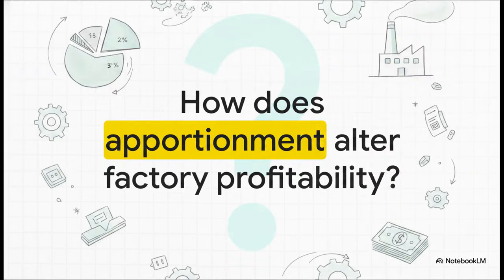As we wrap up this explainer, I really want to leave you with a thought to ponder for your own operations. If you're relying on percentages to split your shared bills, does how you slice that overhead pie actually change the reality of your factory's efficiency? Think about it. A tiny tweak in how you apportion rent or power could make your factory look either massively more or significantly less profitable on paper.